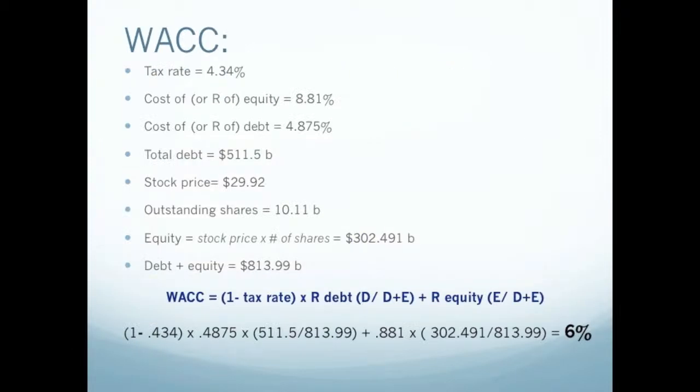Then I calculated the weighted average cost of capital to be able to use it later on in the valuation. Using the equation provided below, I concluded that General Electric's WACC is approximately 6%.